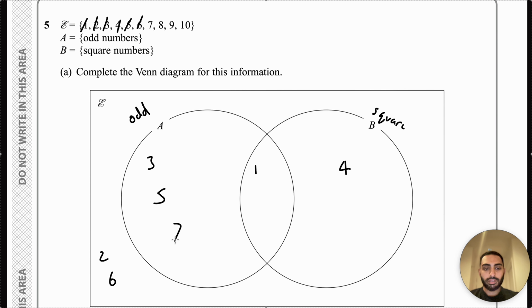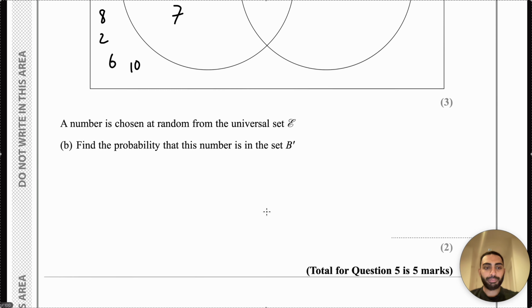7 is odd and it's only odd. 8 is even and it's not a square, so I'll put it on the outside. 9 is odd and it's a square number because 3 squared is 9. That's that one. And 10 is an even number, it's not a square. So that's my finished Venn diagram.